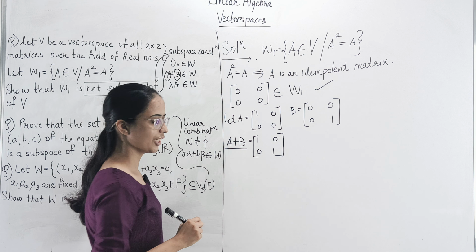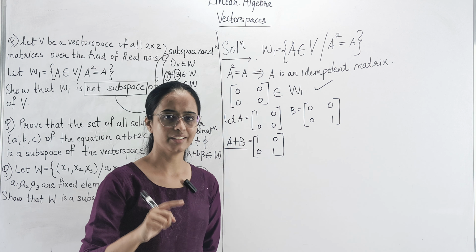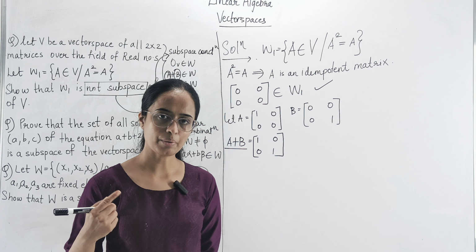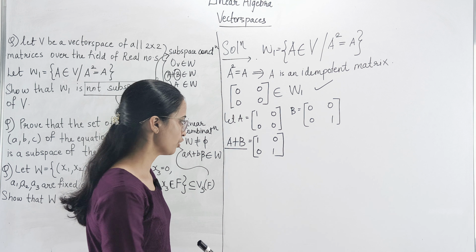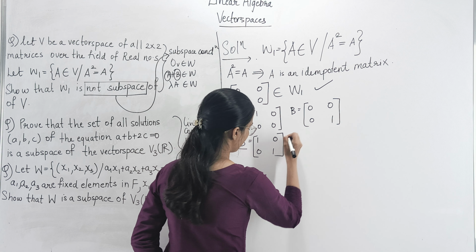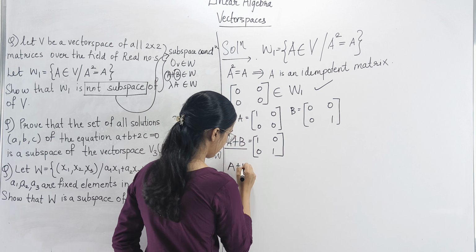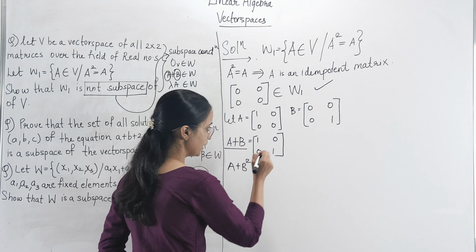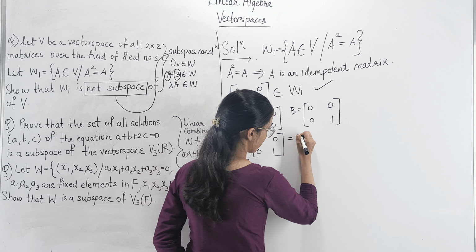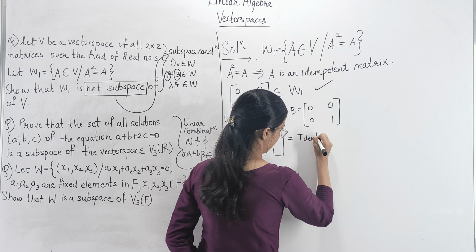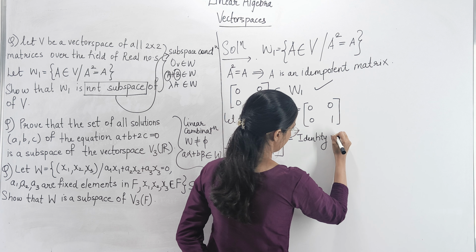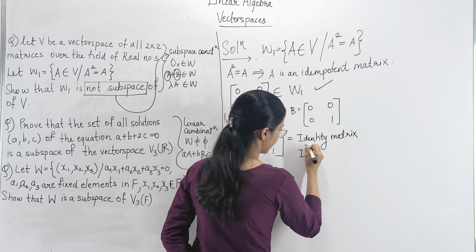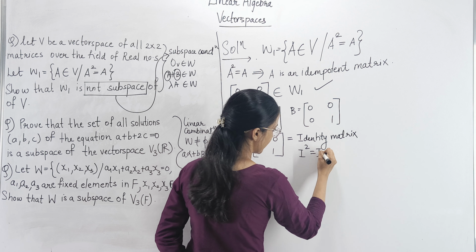You are supposed to check whether this belongs to W1 or not. Meaning if it belongs to W1, then its square should again come out to be A plus B. So if you try to take the square, that is A plus B the whole square, if you observe closely, this is nothing but your identity matrix, right? And we all know that the square of the identity matrix is again the identity.